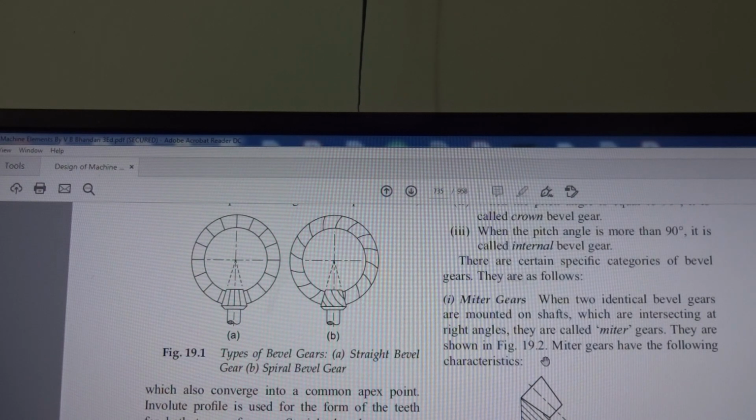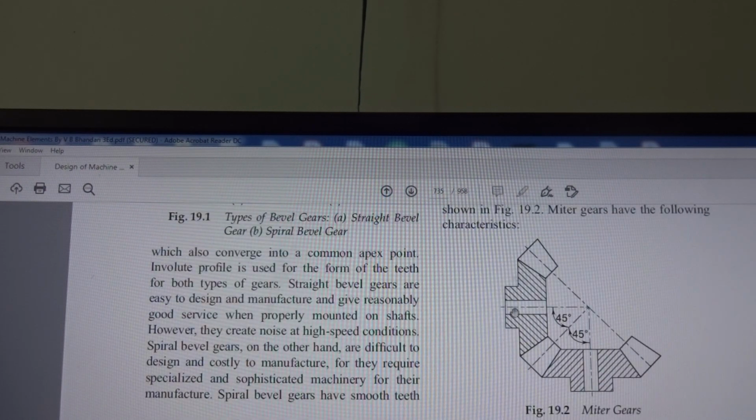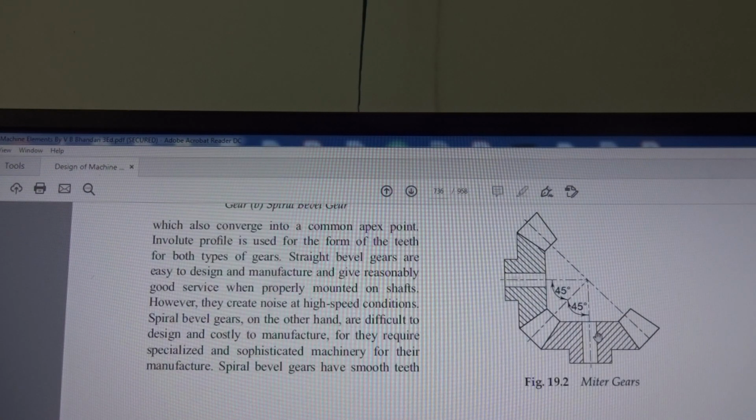miter gears. They are shown in the figure. This is the miter gear. If two bevel gears are identical and the axes are inclined at 90 degree, this is known as the miter gear. What is the pitch angle? The angle between the axis and pitch line, this is known as the pitch angle. Here in this case pitch angle is 45 degree.